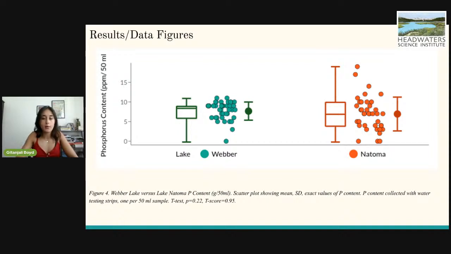But that being said, upon adding depth as a variable into this figure, I came back with different results. And in order to do so, I separated my depths into shallow and deep and combined this with the lake at which the sample was collected and ran this against phosphorus content. And when I ran an ANOVA statistical test, I got a p-value of 0.03, which indicates strong confidence in statistical significance.